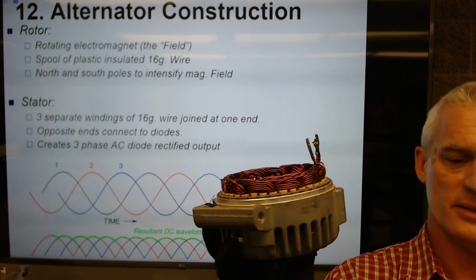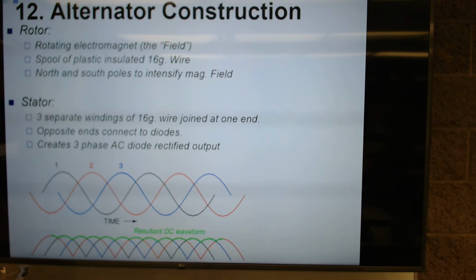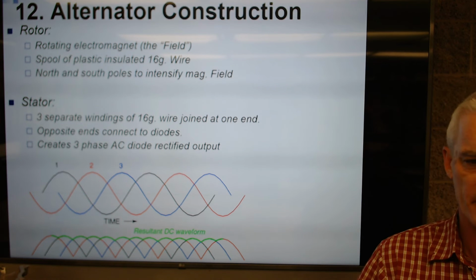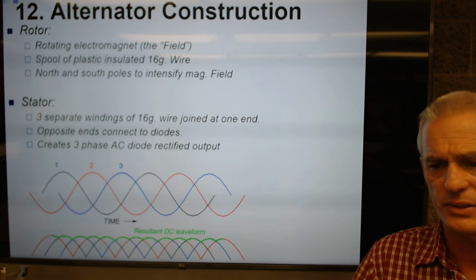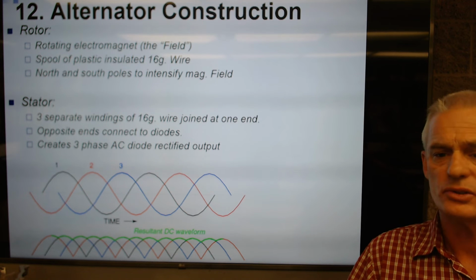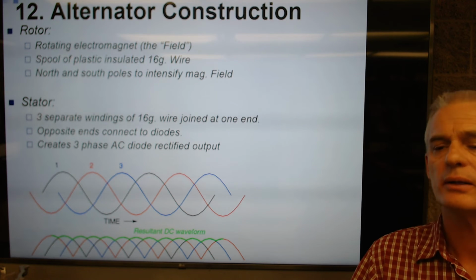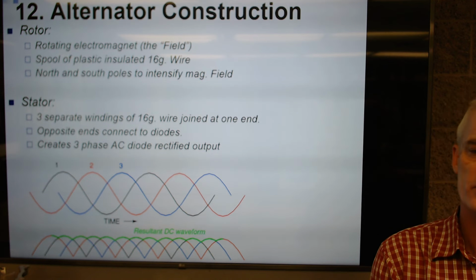Opposite ends connect to the diodes, and this creates 3-phase AC diode rectified output. So when we say 3-phase, there's actually 3 different loops of wire that are producing an AC current, alternating current. And we use diodes to rectify or change the AC into DC and give us diode rectified output is DC.